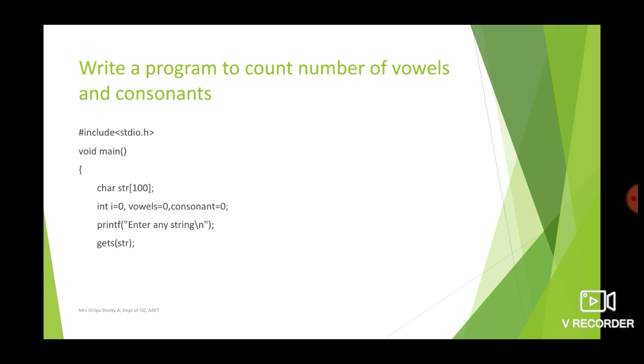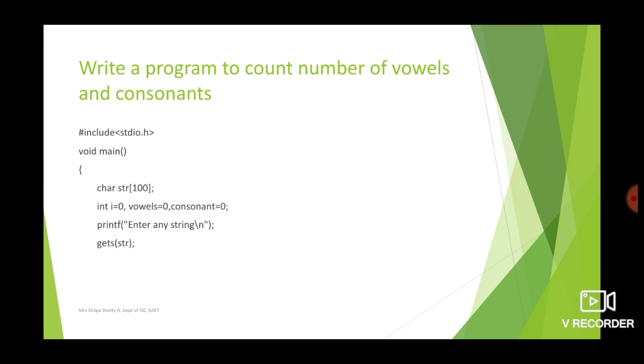So one by one we will compare each character and check whether it is a vowel, because vowels are a small collection. If it is a vowel, we will increment the vowel count. Otherwise, we know that it's not a vowel, so it should be a consonant. So we will increment the consonant count. So let us see the program here.